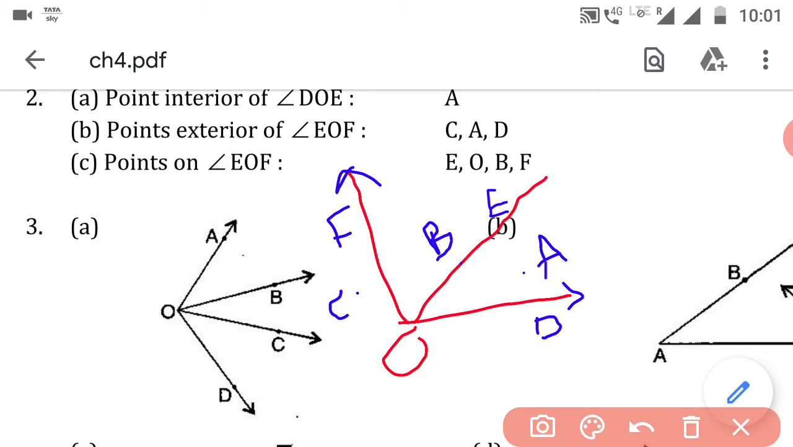Now point interior of angle DOE. Where is DOE? We can see DOE. This is the angle, isn't it? Now point interior. So which point is interior? A, isn't it? So A is interior of this angle. So the answer will be A. Now B answer, point exterior of angle EOF.